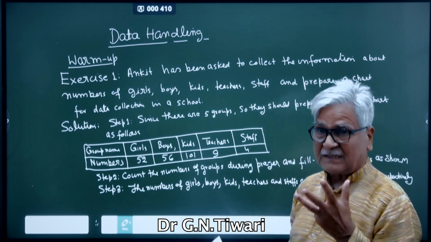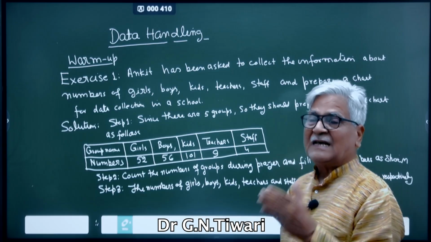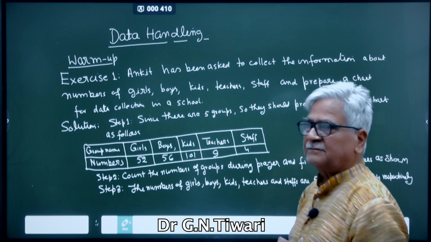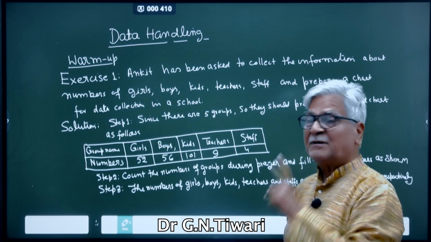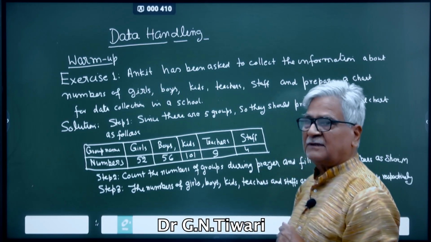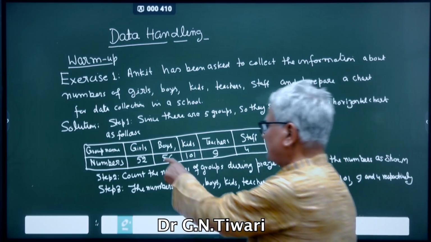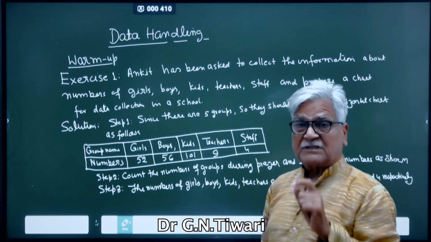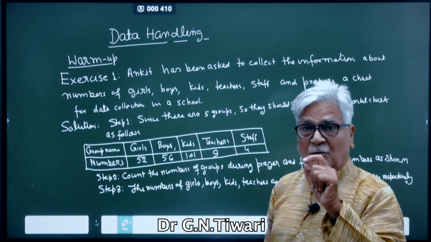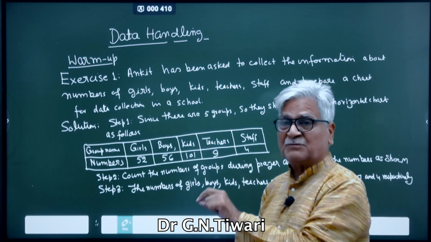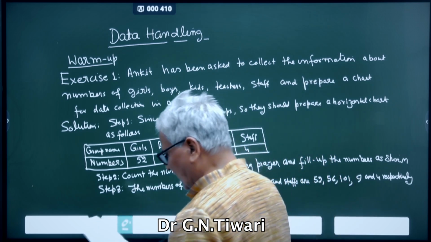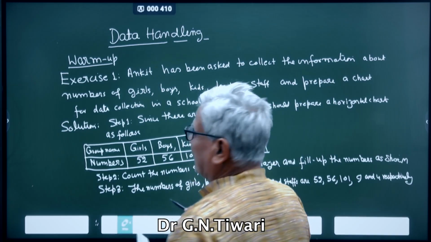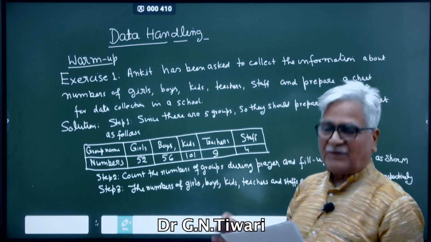For example, suppose they say, which has the maximum number? So answer is kids. Which one has the minimum number? Staff. What is the number of girls? 52. What is the number of boys? 56. Question is whether boys or girls, which one is the maximum? So boys. So that is how you can ask the questions. Now I am giving the question for the students to prepare for their class.